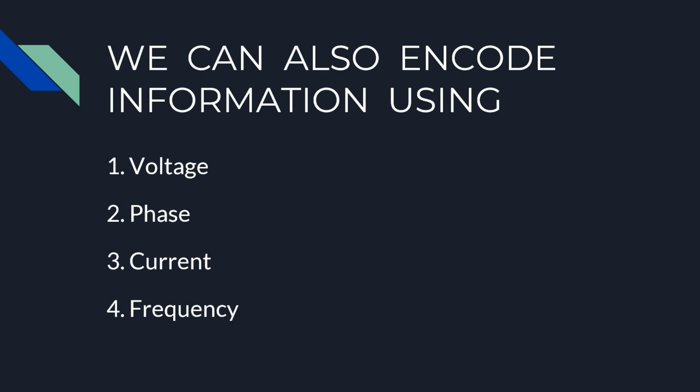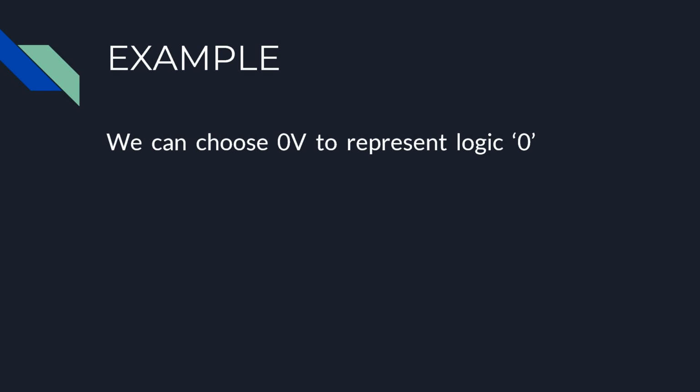In this course, we'll use voltage to encode information. We'll use the first option, voltage, to encode information, but the best choice depends on the intended application. Let's take an example and see how we can encode information using voltage. We can choose 0 volts to represent logic 0 and 1 volt to represent logic 1. To represent a sequence of bits, we can use multiple voltage measurements or a sequence of voltages over time on a single wire.